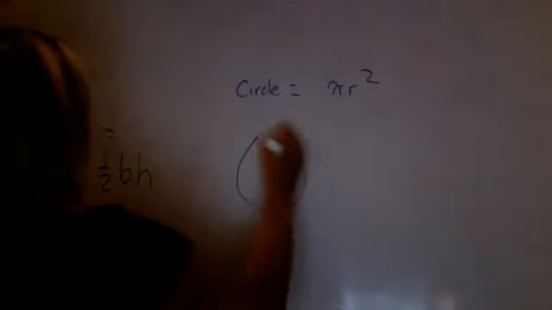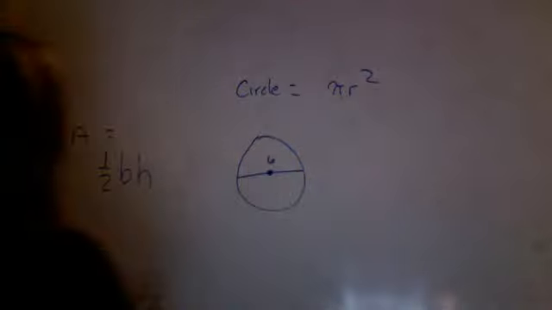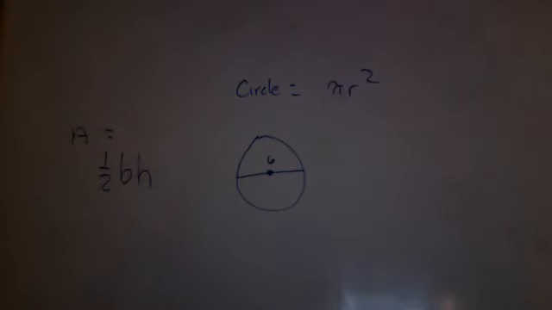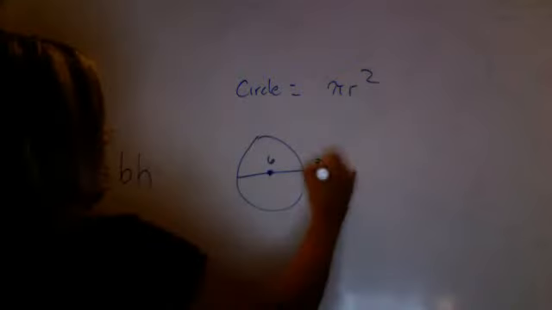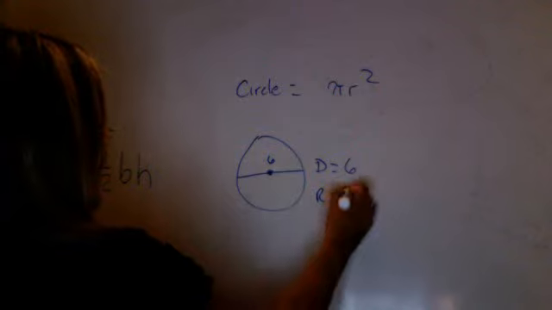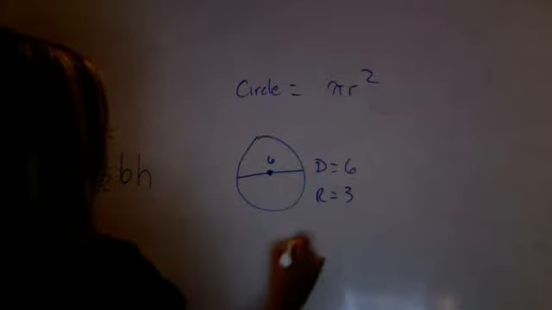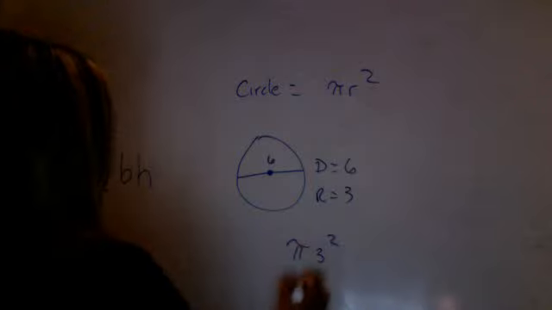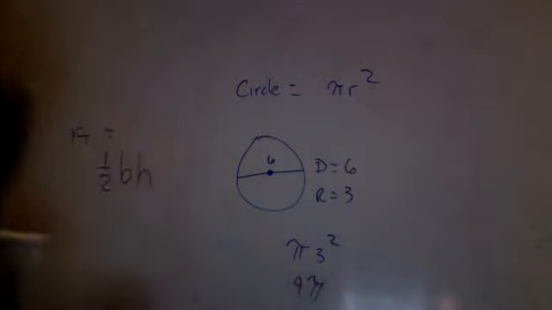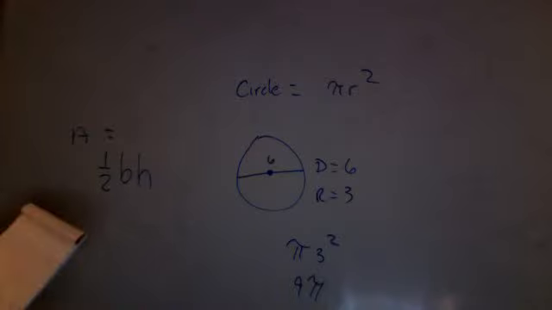So if I give you this, and I say this is the diameter, and it's 6, find the area of that circle. Well, you've been given the diameter. You know the radius is half of the diameter, so it's 3. So your area is going to be pi times 3 squared, or simply 9 pi. And you can calculate that with the calculator. I'm not going to do that here right now.